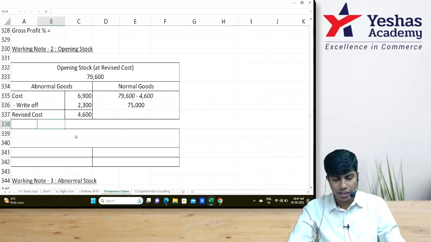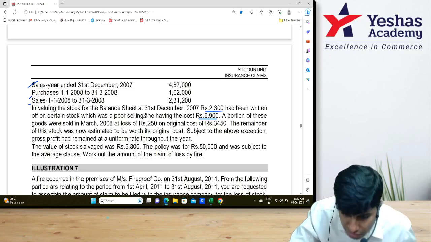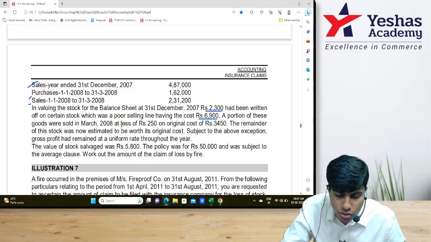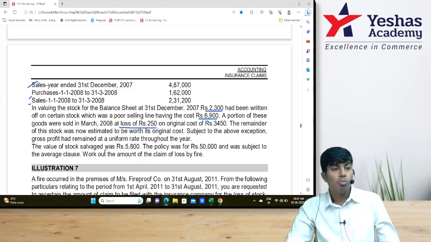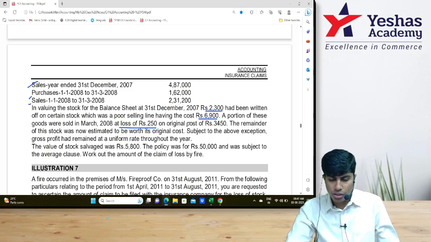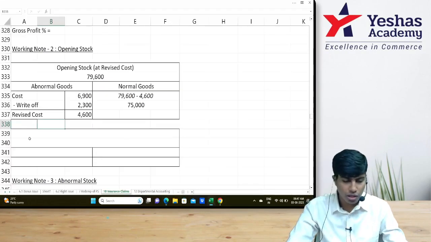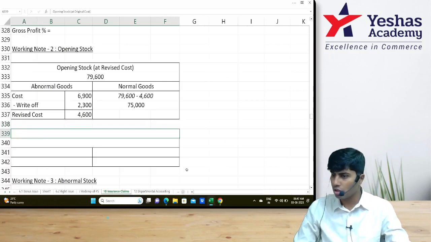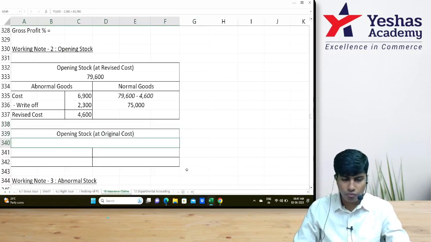So we need to go to the next part. Next, what is there after that? A portion of these goods were sold at a loss of 250. Portion of these goods. What is a portion? Original cost is 3,450. Now we have reiterated to original cost. Am I right? Original cost of these goods is how much? Total. Okay. Original cost of this abnormal goods.